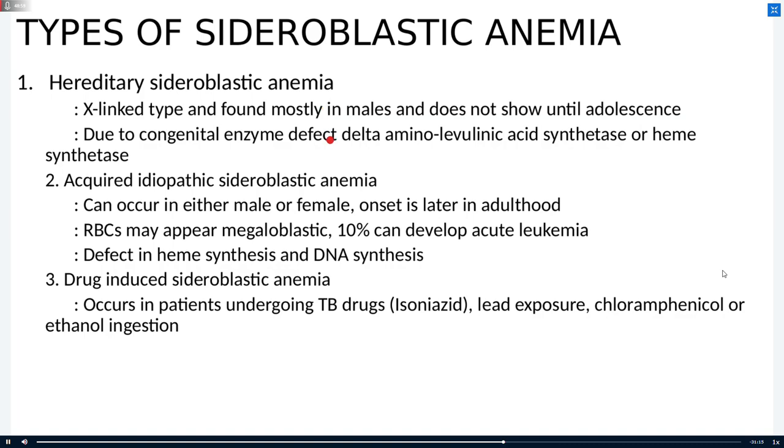There are two types of sideroblastic anemia. So you have your hereditary sideroblastic anemia, which is X-linked type and found mostly in males. Nasa anong chromosomes ng lalaki? It's the chromosome of male, XY. So this is an X-linked type and most commonly found in males, and that does not show until adolescence. So mainly ang ina-affectahan nito klas yung mga lalaki. This is due to congenital enzyme defect in your delta-aminolevulinic acid synthetase or heme synthesis.